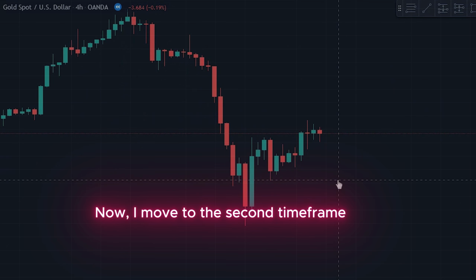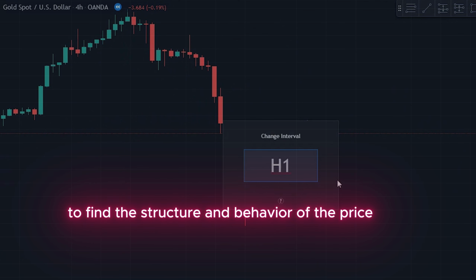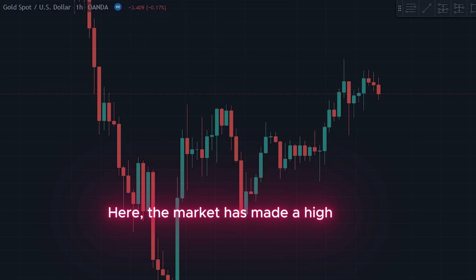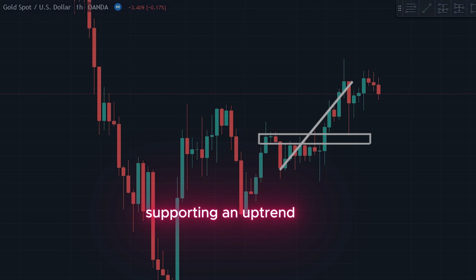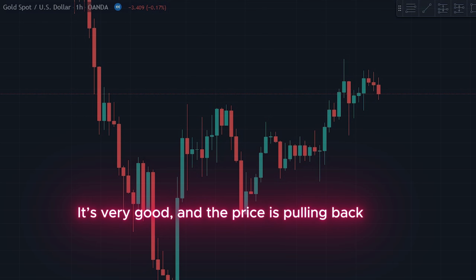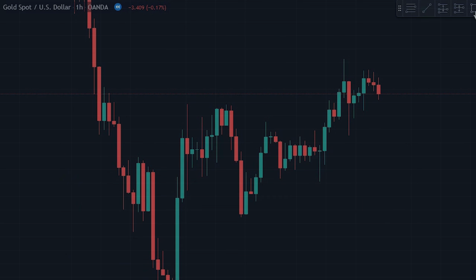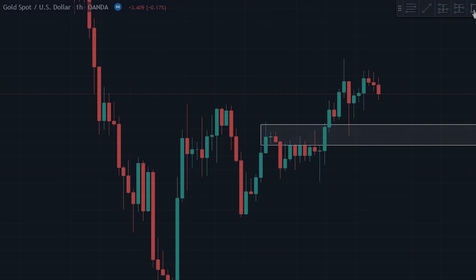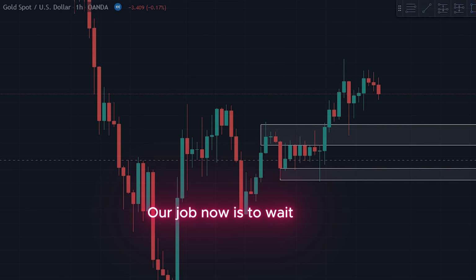Now, I move to the second time frame, which is the 1-hour time frame, to find the structure and behavior of the price. Here, the market has made a high, and the price has broken through that high, supporting an uptrend. It's very good, and the price is pulling back. So, where does it pull back to? Honestly, we can't know for sure. It might pull back to here, the old high. Or it might pull back to here. Our job now is to wait.